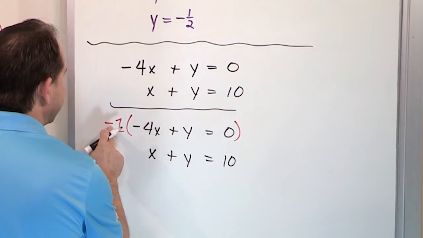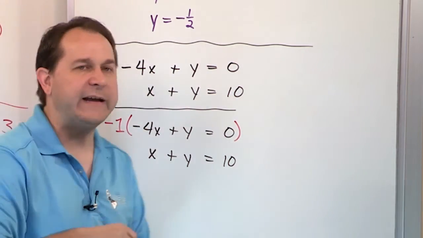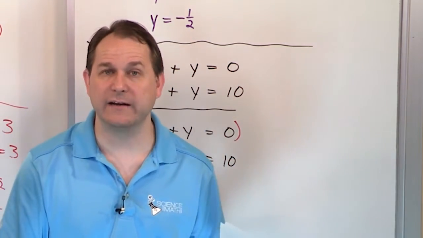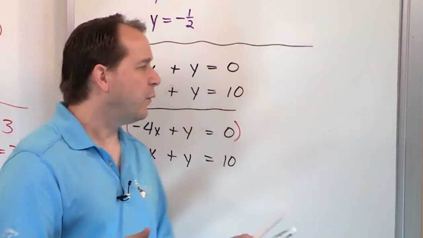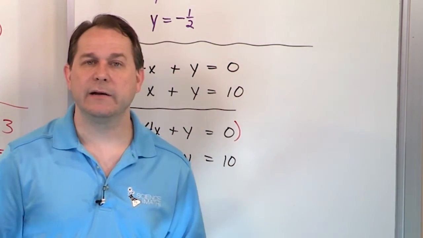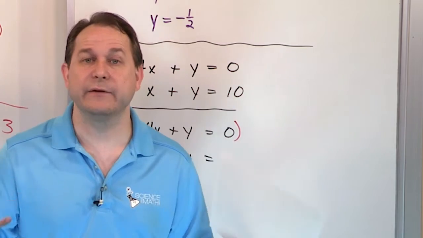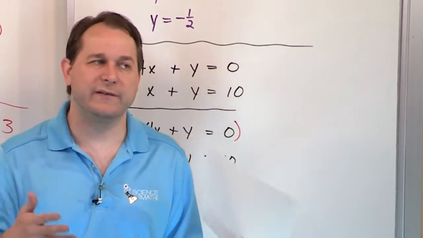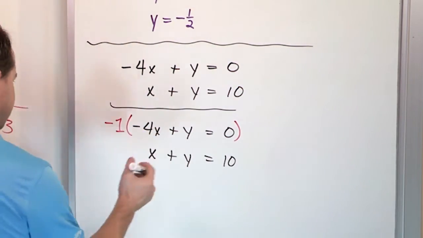Why am I allowed to multiply by a -1? Because I can multiply equations by anything I want as long as I do it to both sides. So when I multiply this equation by -1, I haven't changed the equation. It's still the same equation. It just looks slightly different with different coefficients, right?